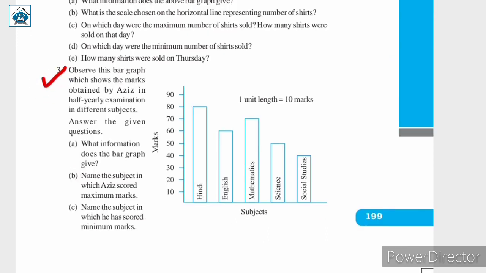So in question number 3, we are given a bar graph, and what does it say? What information does the bar graph give? It shows the marks obtained by Aziz in half-yearly examination in different subjects. So this is the information given by the bar graph. Now as you can see, question number 3 is much similar to question number 2, which we have already discussed. So you need to solve question number 3 on your own and write the proper solution in your notebook.